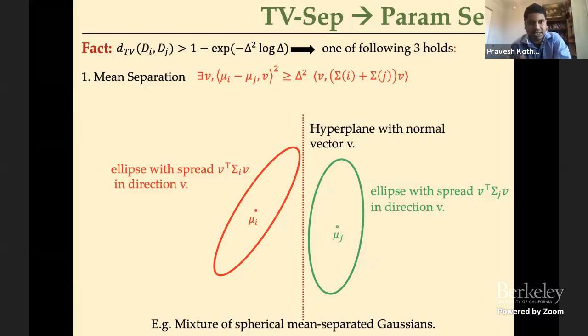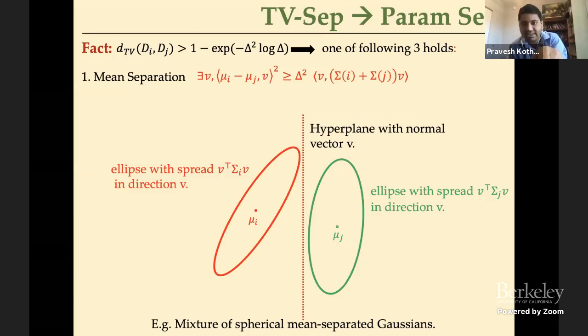Good. So here is what it means for two Gaussians to be mean separated. It means that there is a direction, let's say V, and V is the normal vector to this hyperplane that I'm drawing. Well, it's a line here, but imagine a higher dimensional version, in which case it could be a hyperplane. It means that if I project the distribution down into this direction and take the distance between the means in this direction, then it is multiplicatively larger than the sum of the variances of the two Gaussians in that direction.